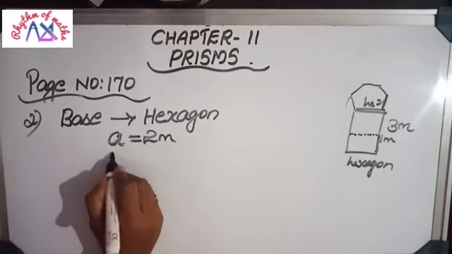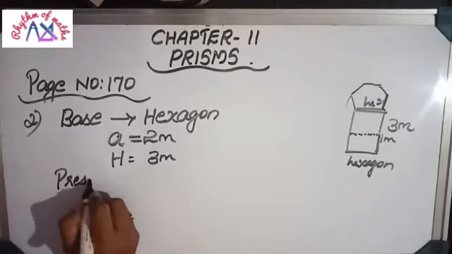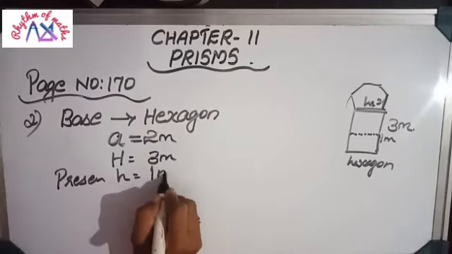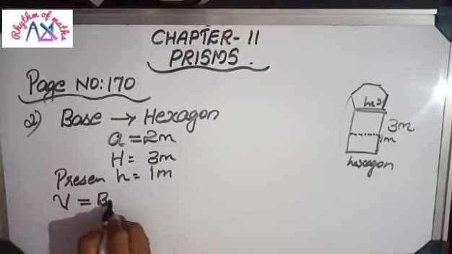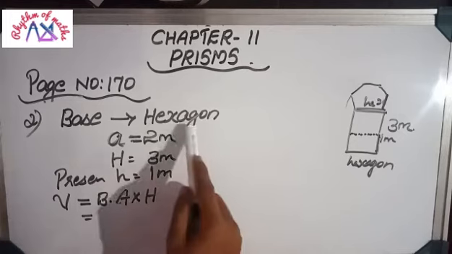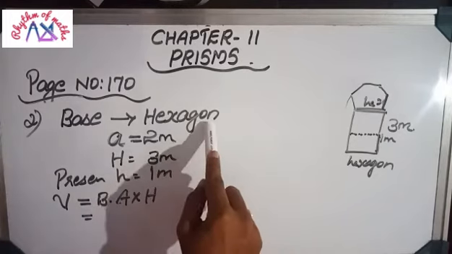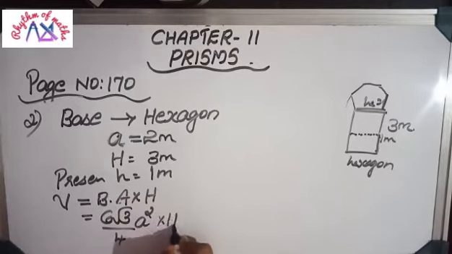So total height is 3 meter, and the present height is 1 meter, only this much is enough. Now to find volume, equation is what? Base area into height. So here base area means base is hexagon. What is the equation? Area of hexagon. Base area means area of hexagon we need to find. So area of hexagon equation is 6 root 3 by 4 a square. Okay, this is the equation to find area of hexagon.